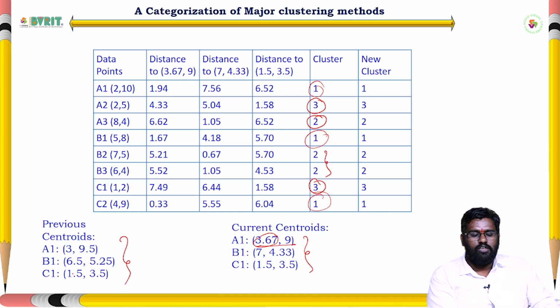Second values also, 6.5 and 5.25 and 4.33. Here 1.5, 1.5 and 3.5, 3.5. So all these values are nearly the same. Now we will stop the process. That is about the k-means clustering algorithm. In this, what we are doing is identifying the minimum set of values. Whenever they reach the nearest points with the minimum set of values, we need to stop the process. That is about the k-means clustering algorithm.